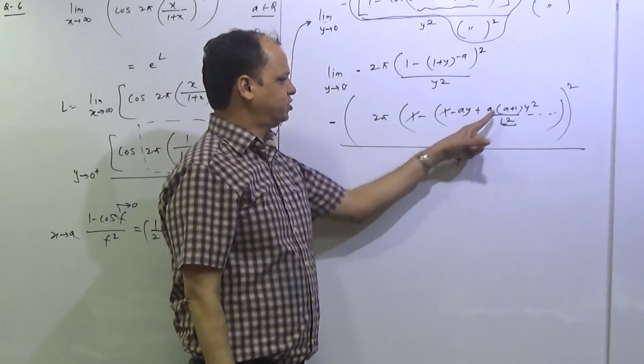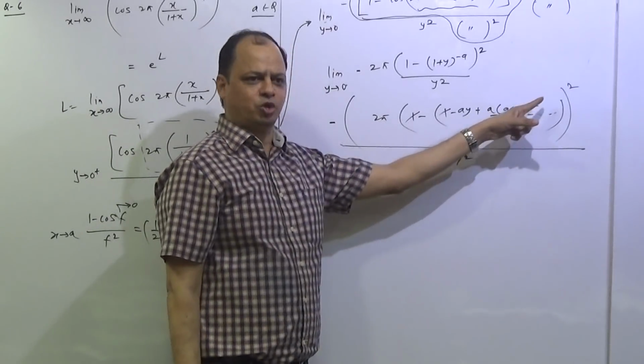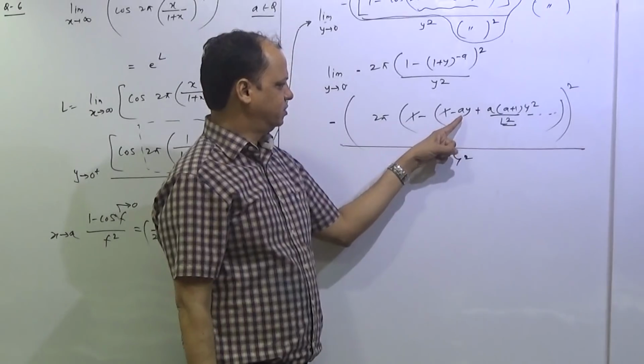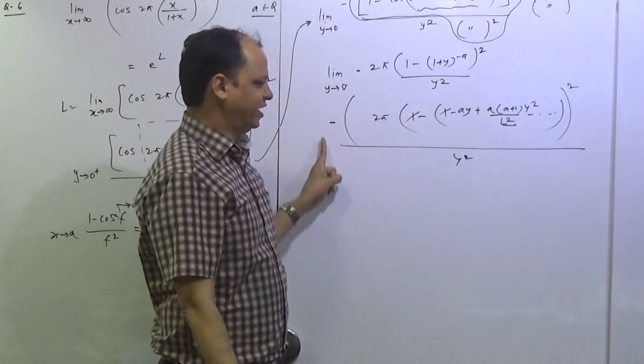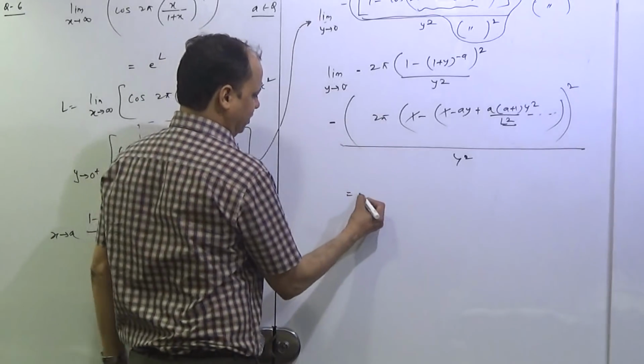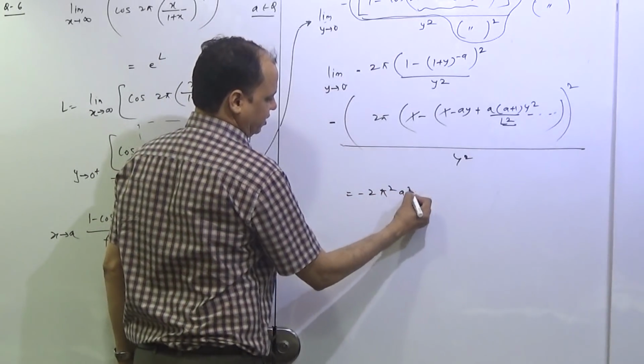Sir, because this term is 2 pi, it is not needed. Anyway, this is coming out to be 0. So what is left? 2 pi a, the whole square, with negative sign. So what is left? Minus 2 pi square a square.